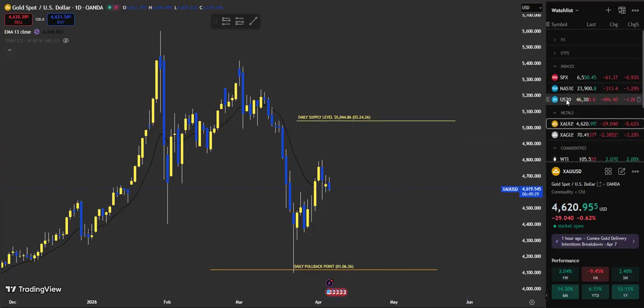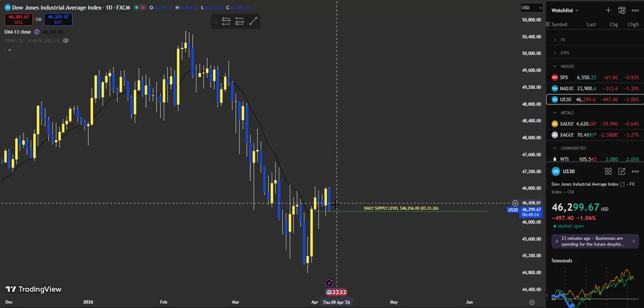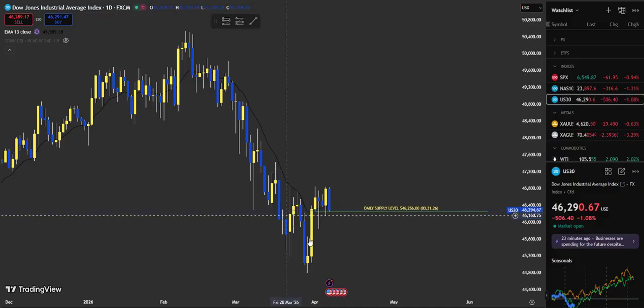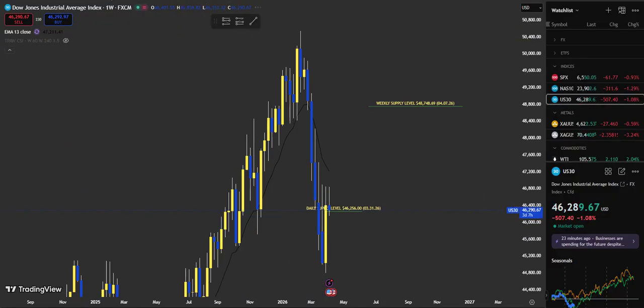Okay, moving on to the US 30, which is also known as the Dow. Price is actually bullish, but it's playing with our daily supply level that we set last week of 46,256. And so if this bullishness holds, which we don't know if it will or not, but if it does hold, I have a weekly target of 48,748.69 for the Dow. Price could continue to drop.